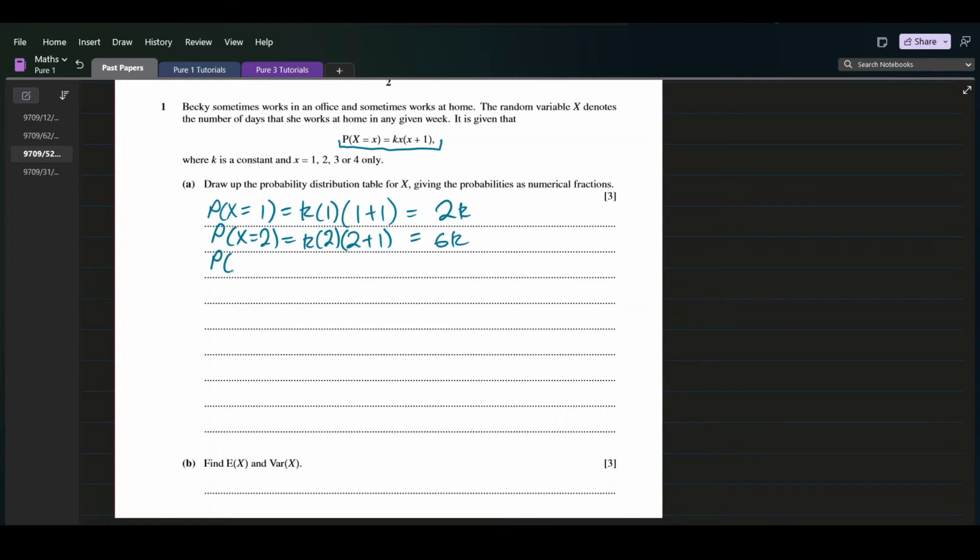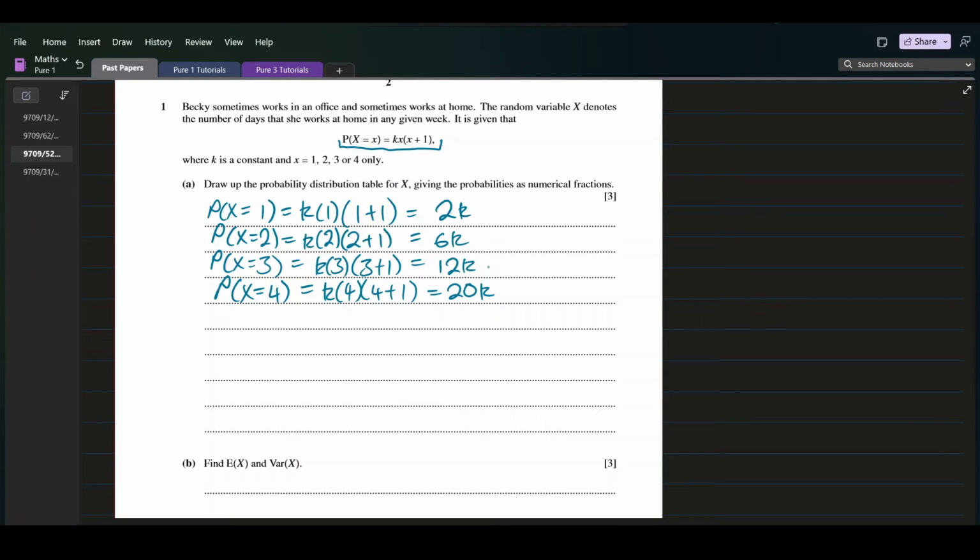And then we do the same for x equals 3. That's k times 3 times (3 plus 1), which is equal to 4 times 3, which is 12k. And we do the same for when x is equal to 4. So that's k times 4 times (4 plus 1). So that's 5 times 4, which is 20k.